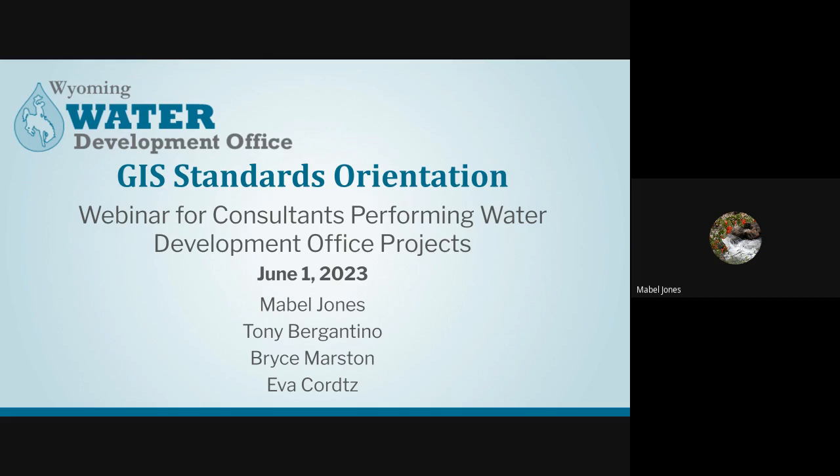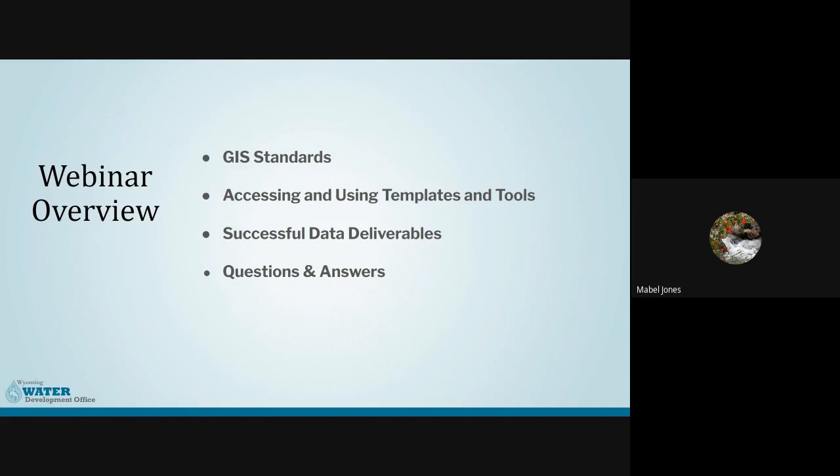So implementation of the data modernization and compiling the incoming project data has resulted in fine-tuning and updating the data templates and standards. Currently, we are at version 3.1 for the technical memo and version 3.2 for the templates. So if you developed a project over 2 years ago, you'll want to go out and get those current templates and the technical memo. So today during the webinar, we will cover the GIS standards, how to access and use the templates and tools, how to develop successful data deliverables, and then of course have the question and answer session.